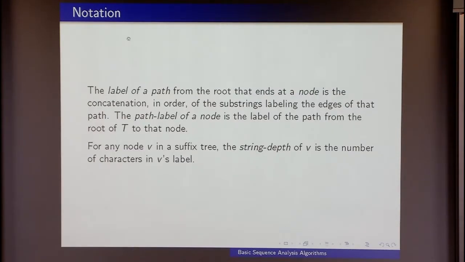Okay, so this is just saying some of the things I've been saying implicitly. The label of a path from the root that ends at a node is the concatenation in order of the substrings labeling the edges of that path. The path label of a node is the label of the path from the root. And for a node V in a suffix tree, the string depth of V is the number of characters in V's label.